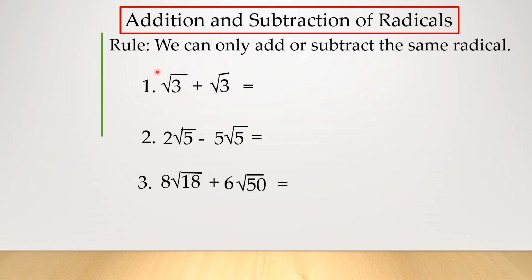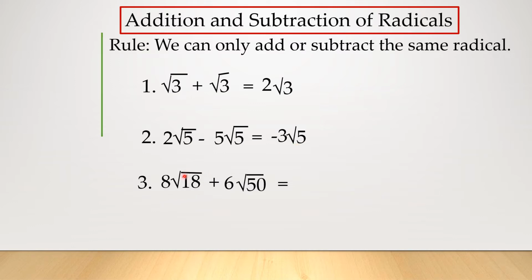Okay, so in this case, understood there is 1 and 1 here. So 1 plus 1, that is 2. Then copy square root of 3. Okay, here, number 2, this is negative 3 times square root of 5. Why? Because 2 minus 5, that is equal to negative 3. And then copy square root of 5.